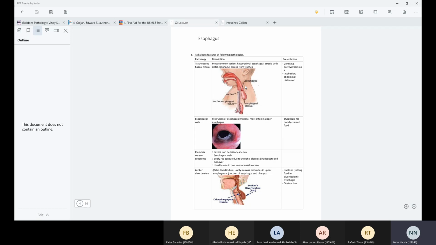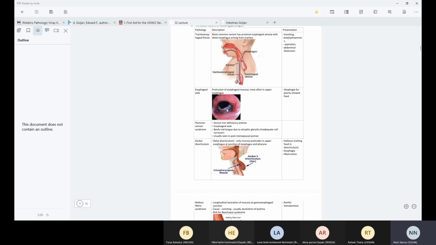In this case, tracheoesophageal fistula, you have immediate vomiting, and the mother will have polyhydramnios. Why aspiration? Aspiration occurs because of the fistula, right? You have fistula here, and abdominal distension. Abdominal distension is because of this aspiration. Esophageal web is not common, by the way. It is not common, but if you find something like this, a protrusion from the mucosal layer, that is a dangerous condition.